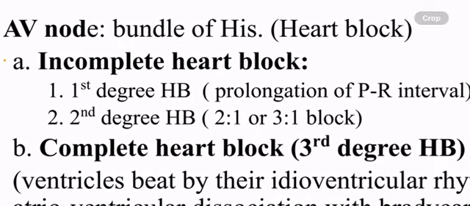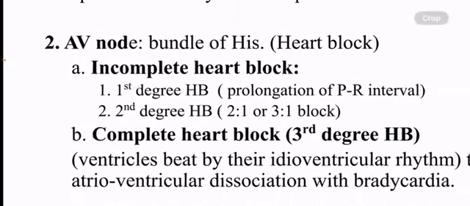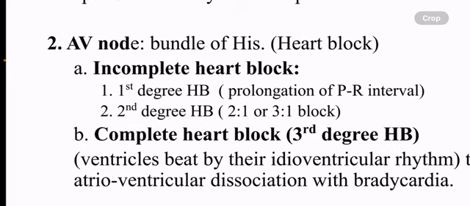The incomplete one, why does it mean incomplete? Because not all the P waves, or atrial depolarization, reach the ventricle; some of them are blocked. In the first degree, all of them reach, but there is prolongation of the PR interval. So the only abnormality in the first degree heart block is prolongation of the PR interval. The PR interval is prolonged because there is a conduction defect. There is an AV abnormality, but it still causes conduction from the atria to the ventricle.